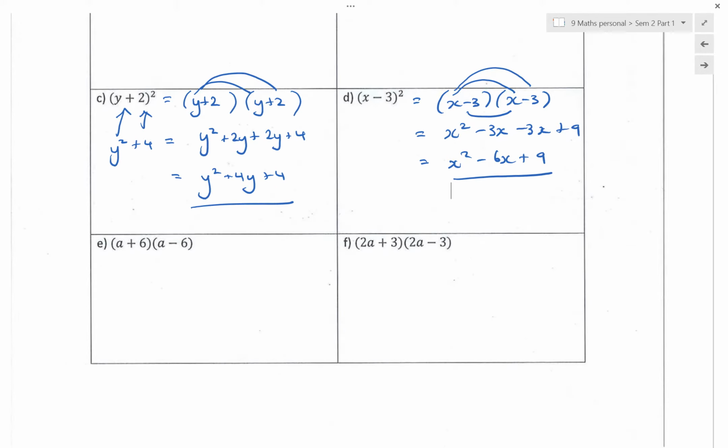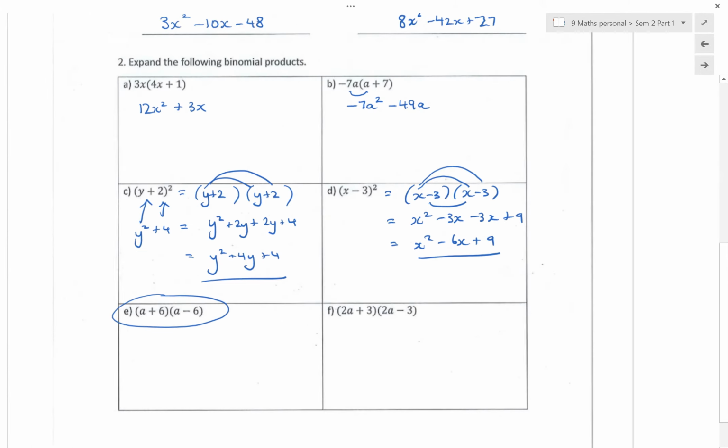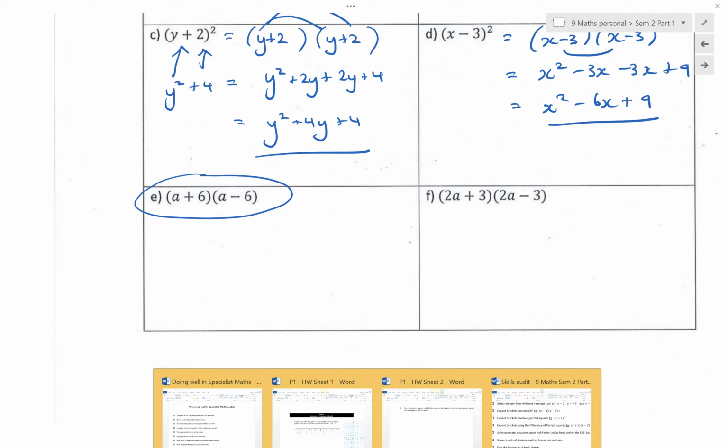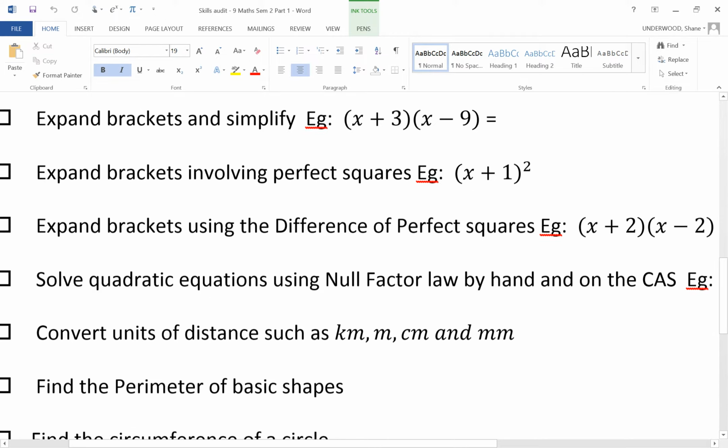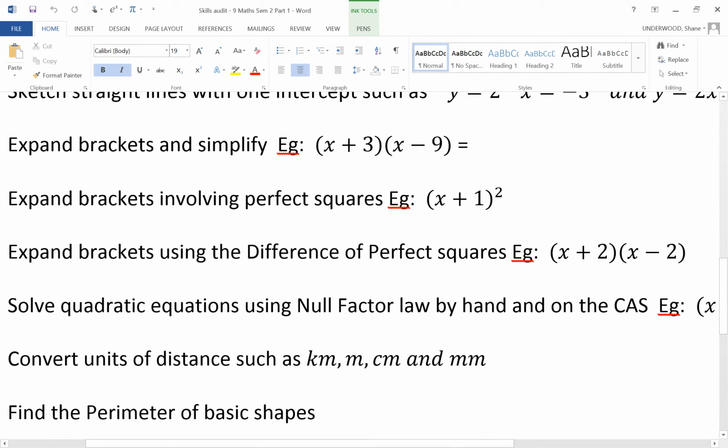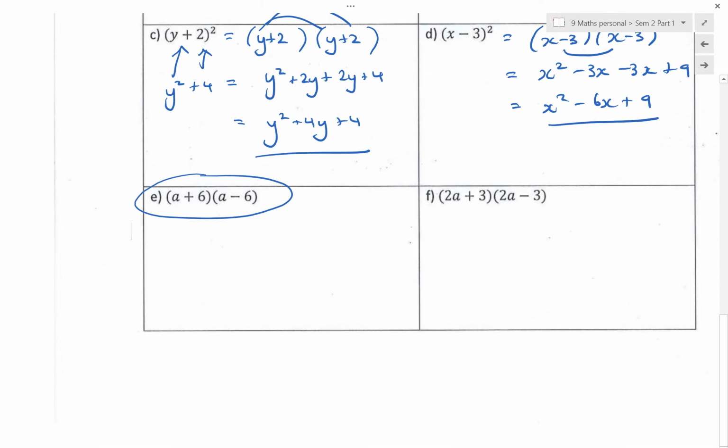Now, what is this thing that I've just pointed out here or circled? What do we call it? I'm going to revert back to your skills audit here: expand brackets using the difference of perfect squares. Difference of perfect squares is something like this, and what's interesting about that is you still get your 4 terms, but the middle terms cancel out. So you're only going to get the x squared part in this example, and you're going to get a number. The 2x's are going to cancel out, because you're adding 2x and subtracting 2x. They're very straightforward, very easy, but a lot of students mess these up as well.